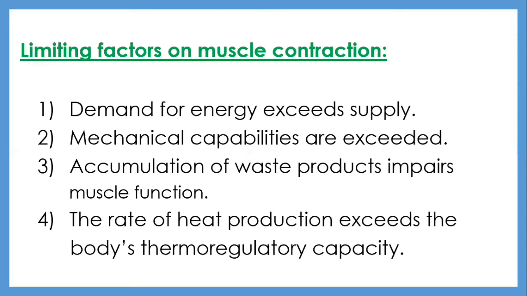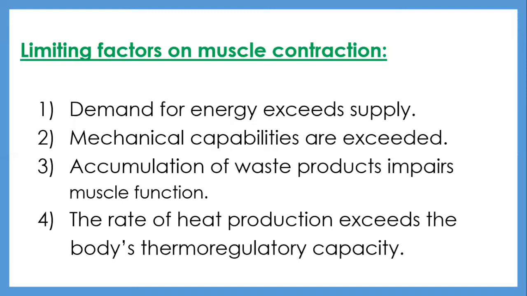The first limiting factor, we have demand for energy exceeds supply. Why is this so? This can occur when chemical fuel stored in the muscle is exhausted and the rate of replenishment of oxygen or glucose is inadequate. And the supply of fuel to working muscle depends on capabilities of the circulatory system.